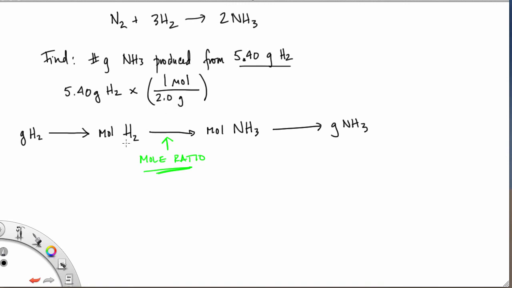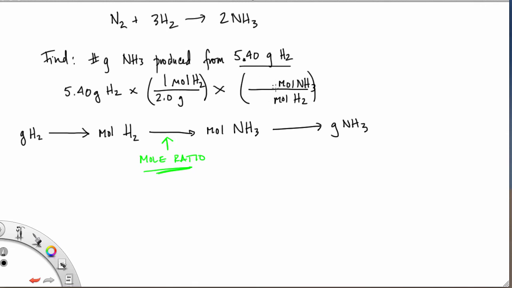Now I'm in moles of hydrogen. I need to convert to moles of ammonia. This is my conversion factor, my mole ratio. I want moles of ammonia. What goes on the bottom here? Moles of hydrogen. And this really is moles of hydrogen here. So we can see this is going to cancel out with that.